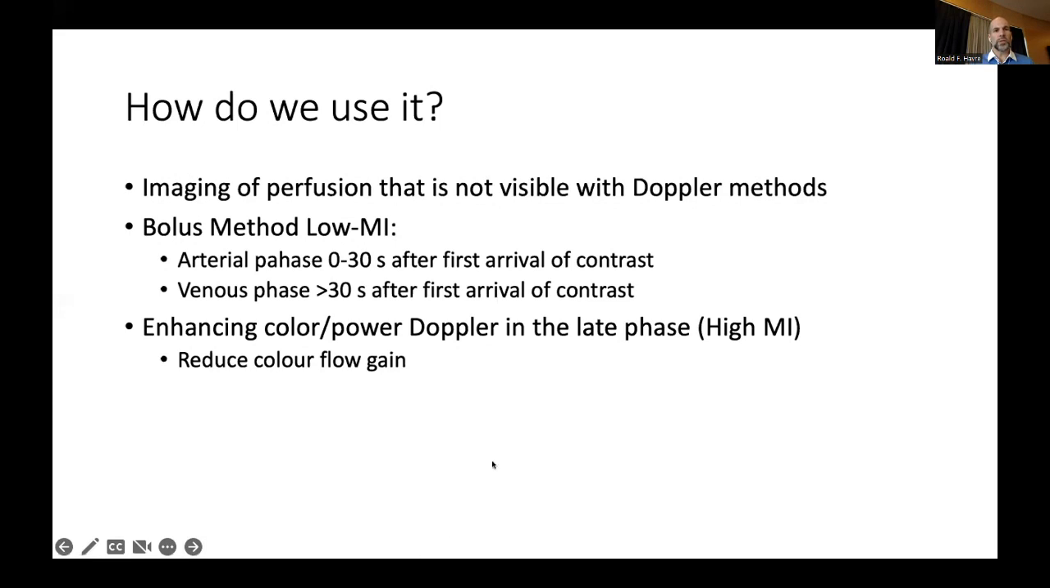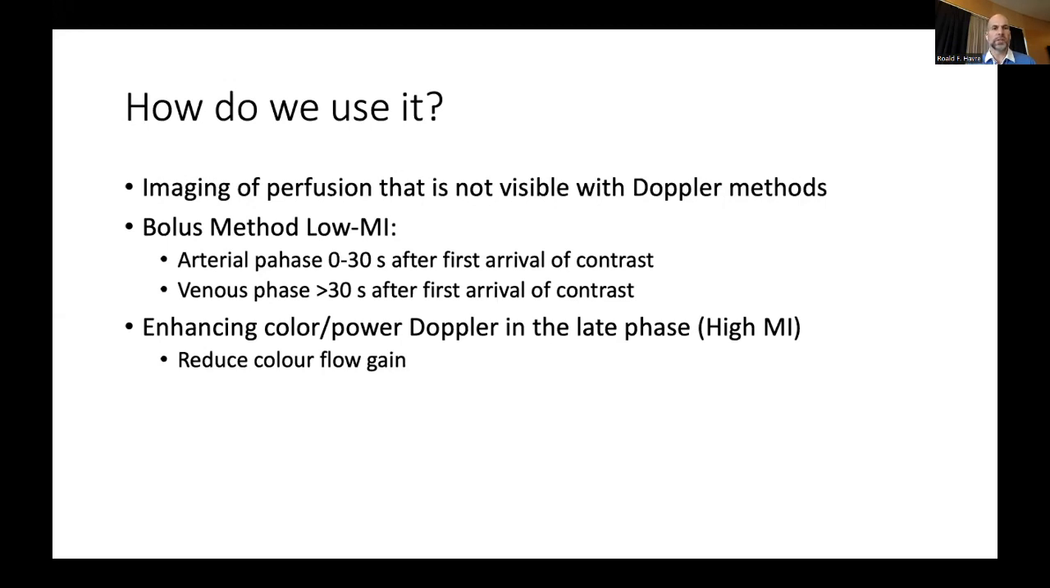So how do we use it? We use imaging with perfusion to show vascularized tissue that we are not able to do with Doppler methods. And we use the bolus method with a low MI in the arterial phase, which we define as 0 to 30 seconds after the first arrival of contrast, and then the venous phase that is after 30 seconds of the arrival of contrast.